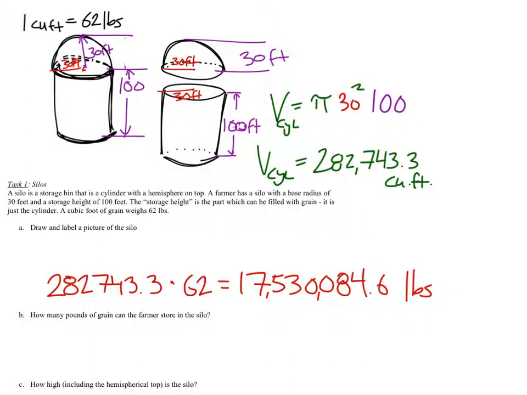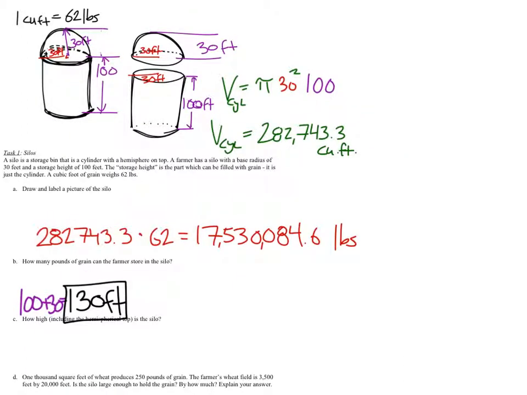How high, including the hemisphere top, is the silo? So it's not asking for volume yet. It's just asking for the height, which is 100 foot, but then the 30 foot from the radius of the hemisphere makes 130 foot. So we'll show that 100 plus the 30 equals 130 feet tall. That's pretty tall, actually.